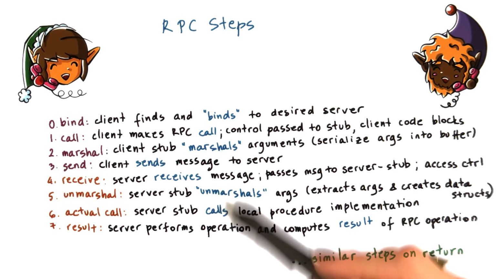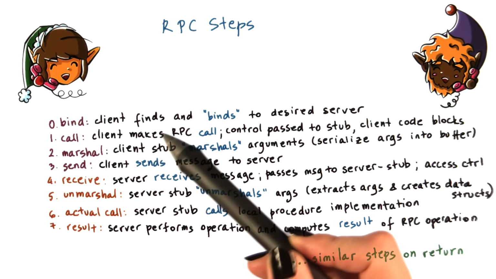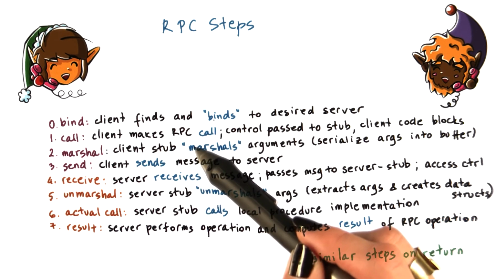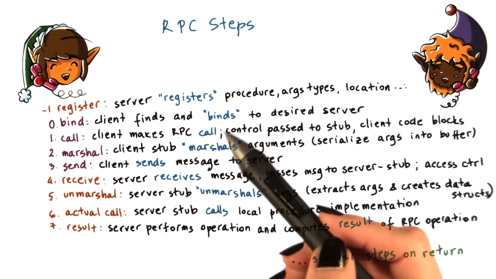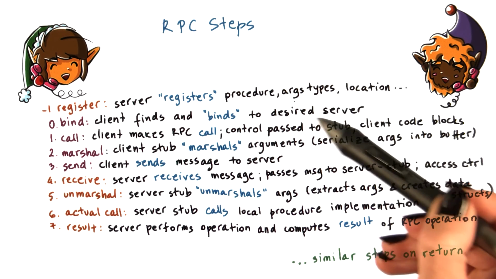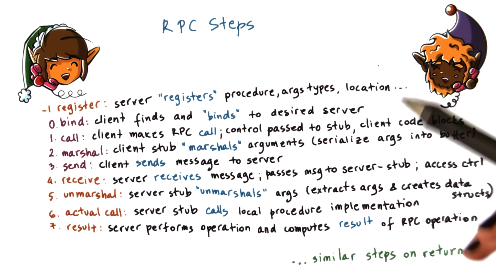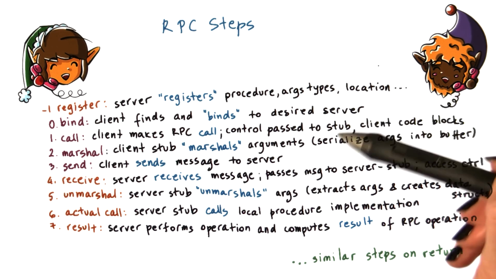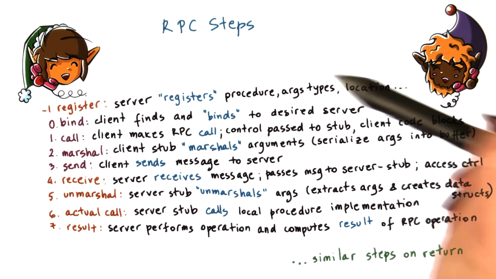One more step is needed for all of this to work. Here we have as the 0th initial step that the client will need to find or discover the server so that it can bind with it. But before that can happen, somehow the server needs to do something so that it can be found. The server will need to announce to the rest of the world what is the procedure that it knows how to perform, what are the argument types that are required for that procedure, what is its location, the IP address, the port number, any information that's necessary for that server to be discovered and so that somebody can bind with it. So what that means is that the server also executes some registration step when this operation happens.